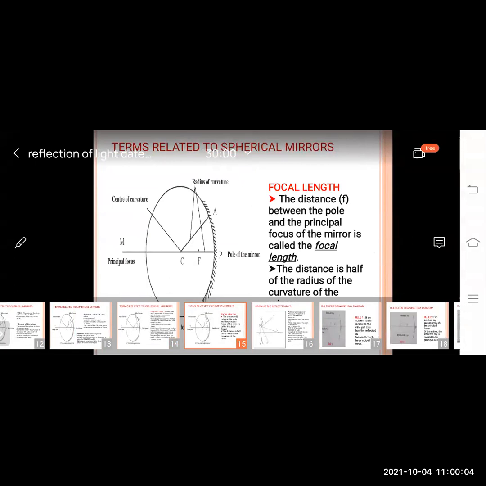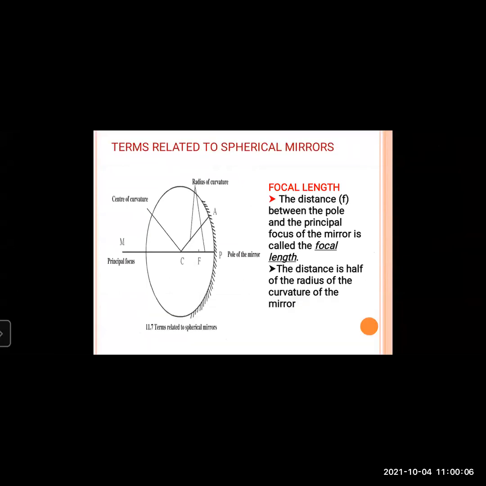And this is our last term, which is focal length. The distance F between the pole and the principal focus of the mirror is called the focal length. The distance is half of the radius of curvature of the mirror. So you can identify C, F is in between, and P is there.